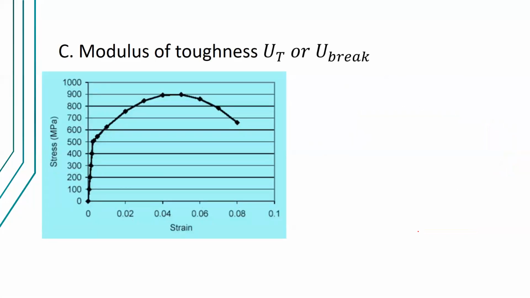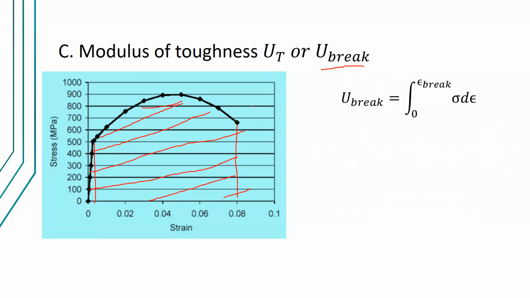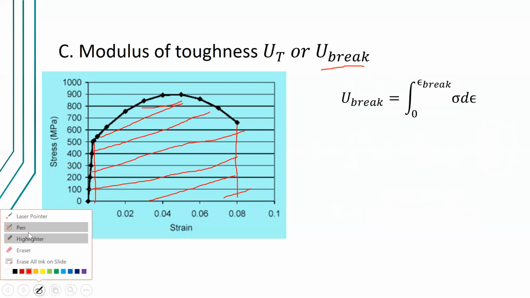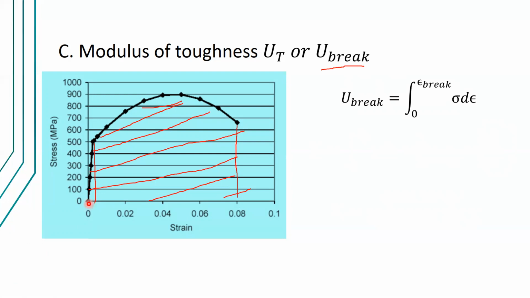Now, how about the modulus of toughness? Which we can also call energy of breaking. Ito yung resilience kanina. But this whole thing here, yung area yan, kasama yung sa resilience kanina, yan yung toughness. So you have to integrate from zero up to the breaking point.